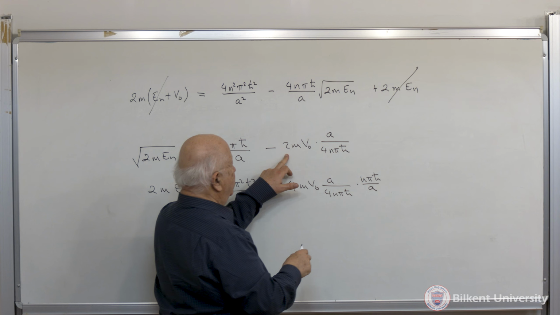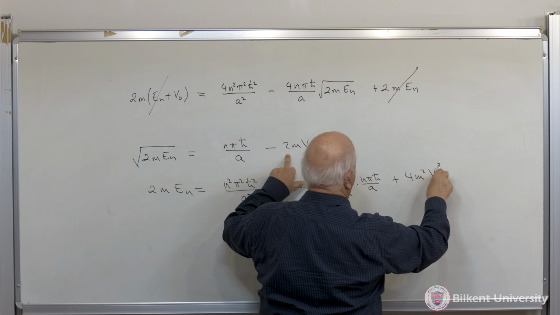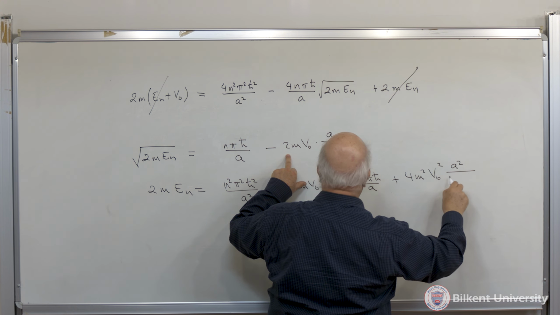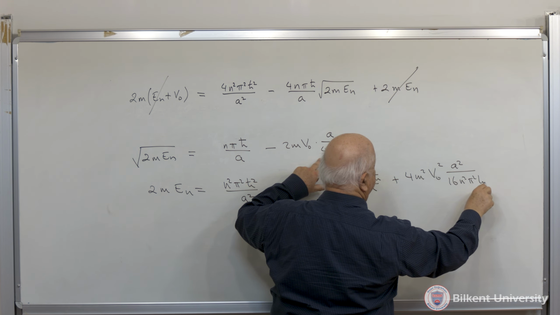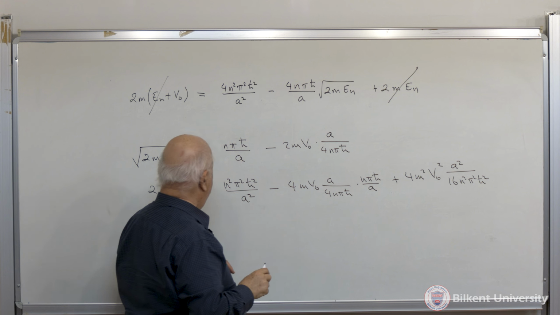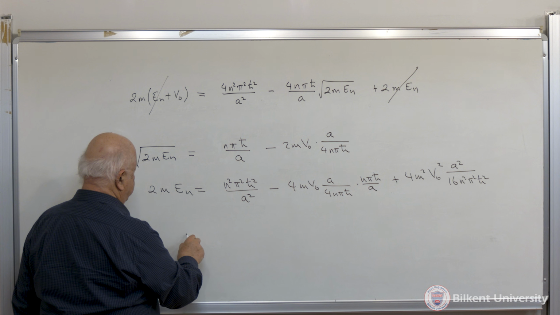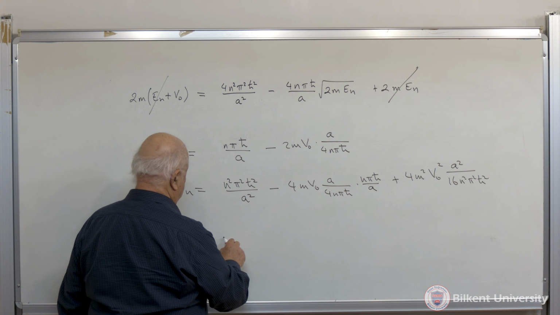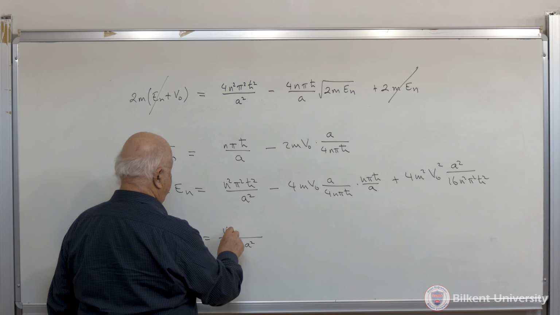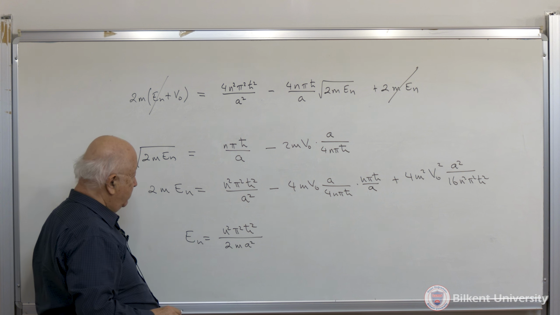And then I have the square of this plus 4m squared v0 squared a squared over 16 n squared pi squared h bar squared. Okay, let me divide by 2m and simplify. So E_n is equal to n squared pi squared h bar squared over 2m a squared.